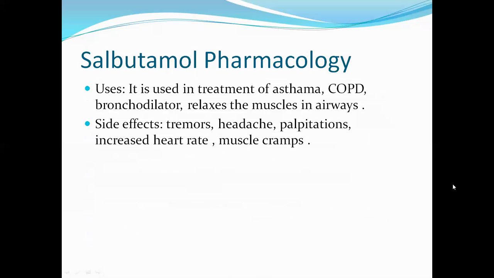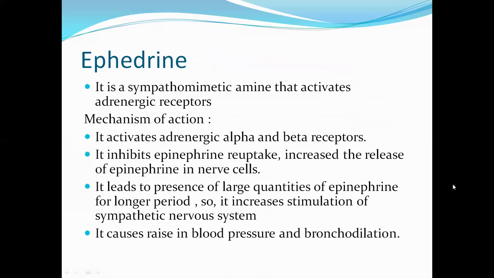Uses of salbutamol: it is mainly used in the treatment of asthma and chronic obstructive pulmonary disease, as a bronchodilator that relaxes the muscles in the airways. Side effects of salbutamol: mainly it causes tremors, headache, palpitations, increased heart rate, and muscle cramps. These are the side effects of the salbutamol drug.